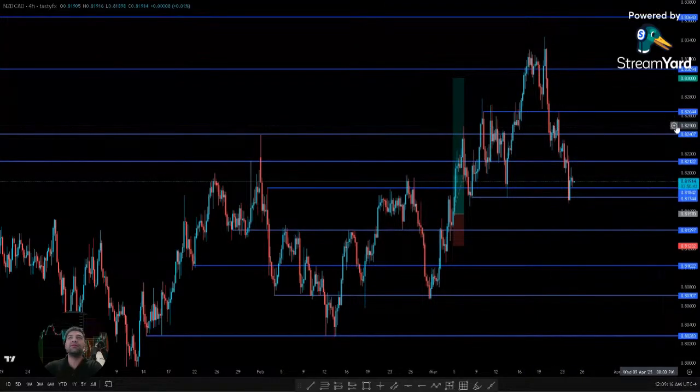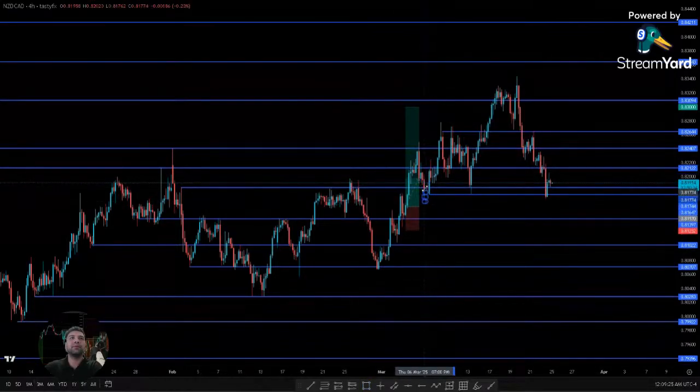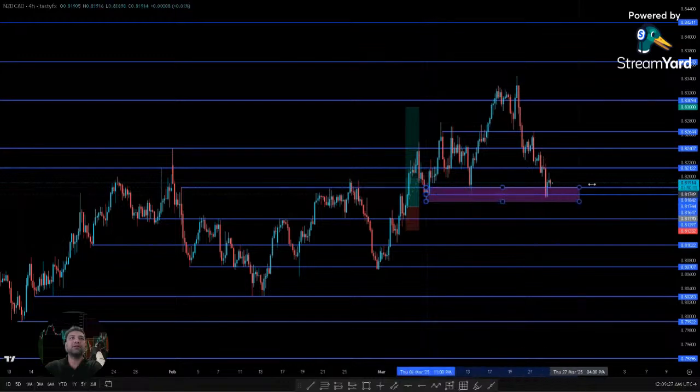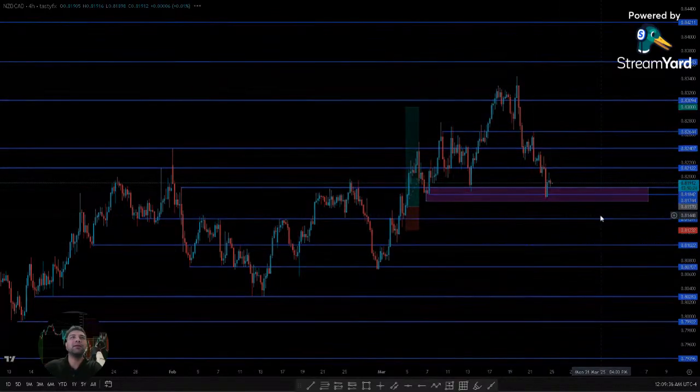NZD, a beautiful structure right here, exactly on this order block. The Canadian dollar is getting weaker in here because the New Zealand Kiwi is taking a little bit of control back.